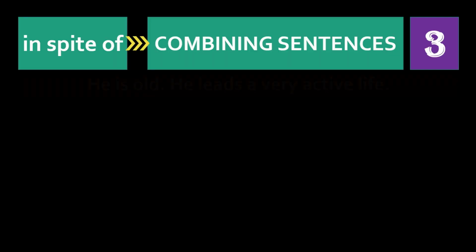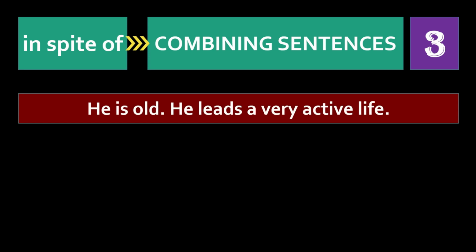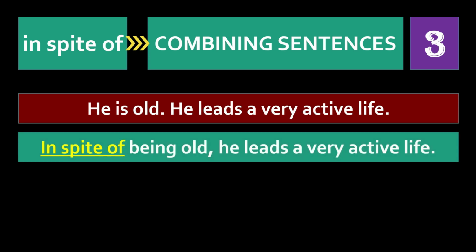Let's move to the third one. He is old. He leads a very active life. In spite of being old, he leads a very active life. Make sure you put a comma after in spite of and that noun or noun phrase. In spite of being old, he leads a very active life. See here, is a be form, so we added be and ing form. Being old, he leads a very active life.